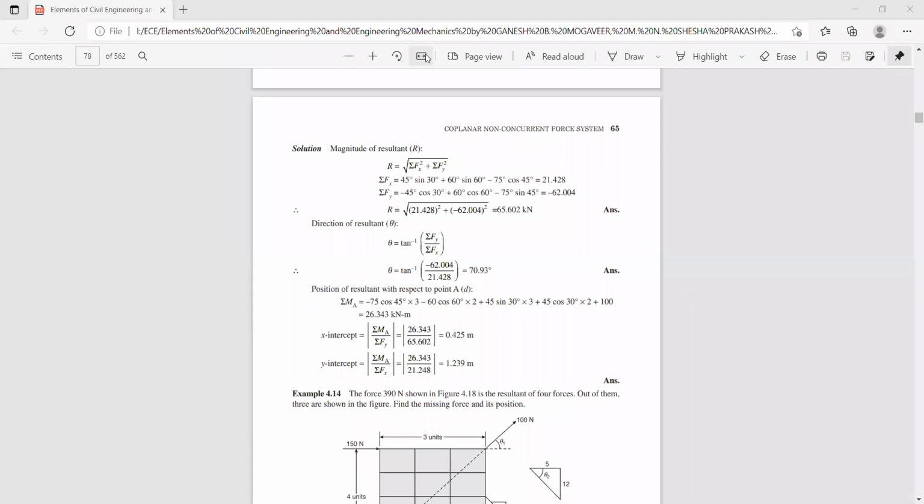Because we have solved so many problems till date on resultant of non-concurrent forces.